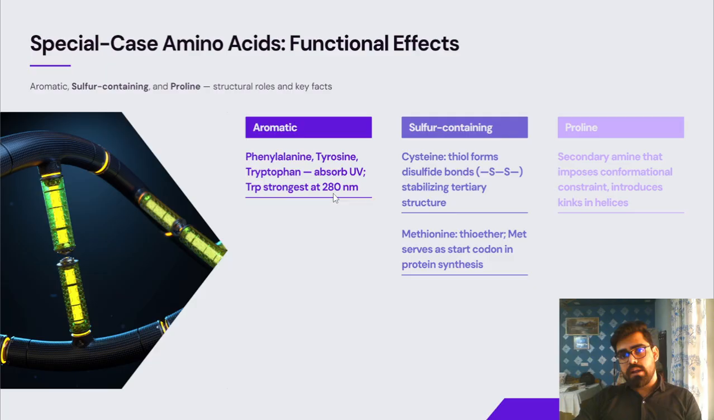Proline, a secondary amine that imposes conformational constraint, introduces kinks in helices. It is observed there are two kinds of helices, basically a single strand helix or a double strand helix. When we say more than one helix, these are helices. So proline, a secondary amine that imposes conformational constraint, introduces kinks in helices. They do good work, so they allow and introduce kinks in helices.